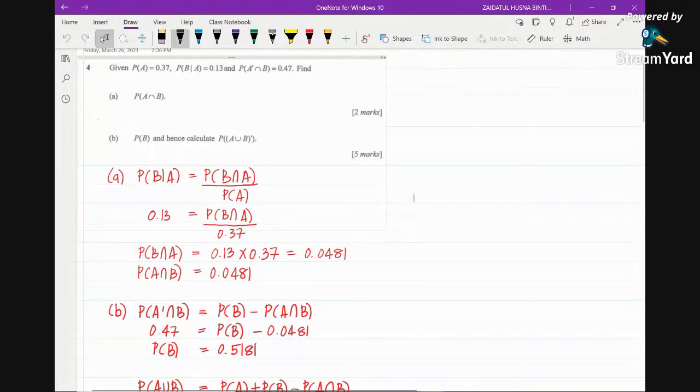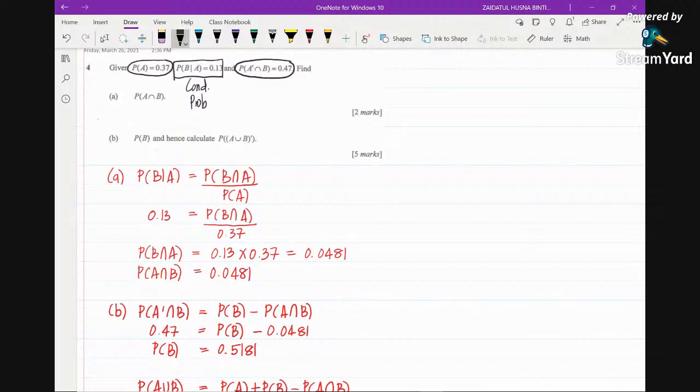So how to solve this question? We are given PA equals 0.37, and we are given B given A equals 0.13, and we are given PA prime intersect B equals 0.47. How can we find PA intersect B? We can make full use of this information, because this is conditional probability, right?